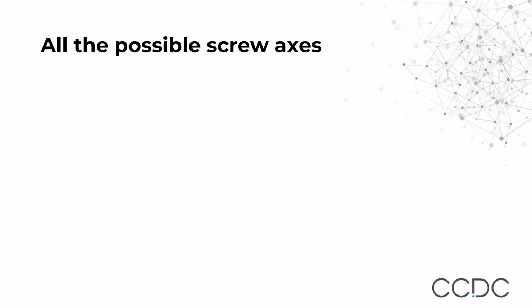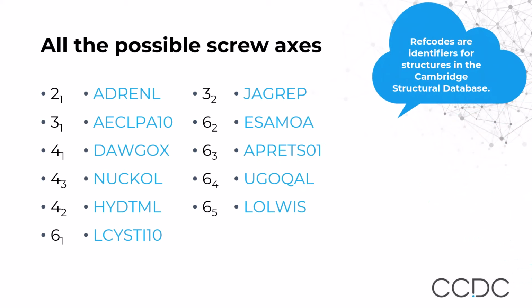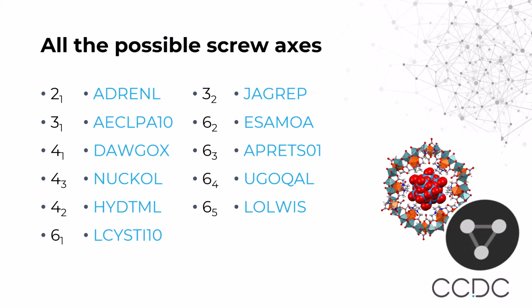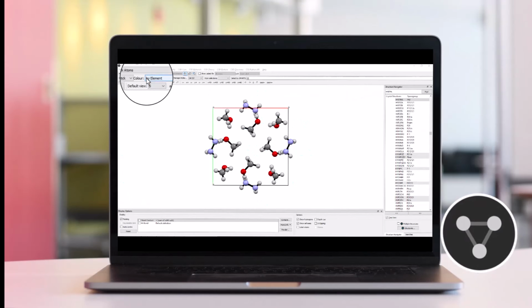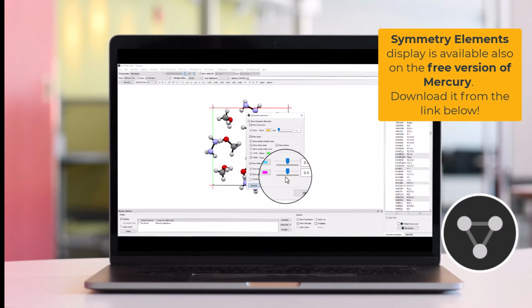We have seen examples of 2-1, 3-1, 4-1, 4-3, 4-2, and 6-1 axes in a number of different structures. There are a few other types of screw axis, and you should be able to work out how these work by applying the rules and principles covered in this video. Try looking at some examples for yourself using the ref code suggested above. You can use Mercury to help you visualize all the symmetry elements and operations. Check out the resources linked below and at the end of the video.